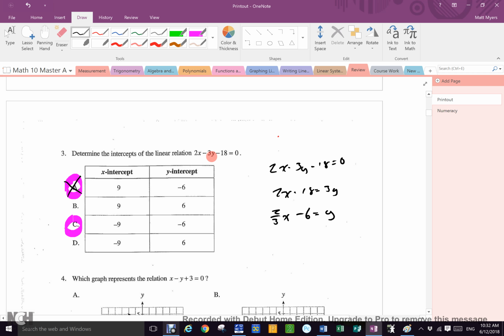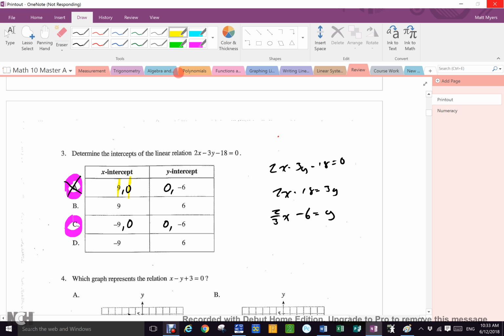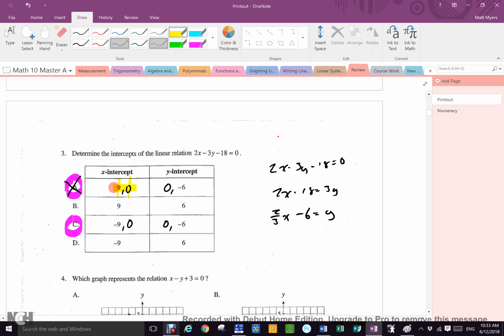Because I assume that's what everyone did, right? They saw 9 was an x and 6 was a y, correct? What is this point really? It's (9, 0), isn't it? And this one is (0, negative 6). Now, x, y. So what has to go up here? 9 and 0 or 9 and 6? 9 and 0, because that's the x, y.